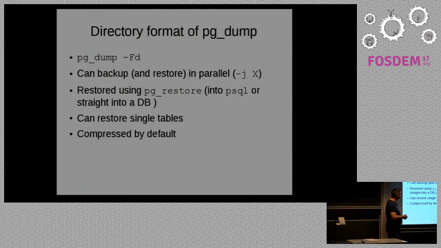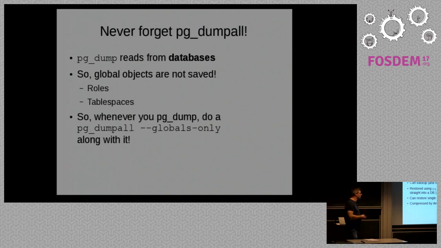Then you have the directory format, which has an advantage because it can run in parallel. With minus j, it will create a directory with a different file for every table that you have, so you can also restore them in parallel, which makes it faster. Anyway, jumping forward.